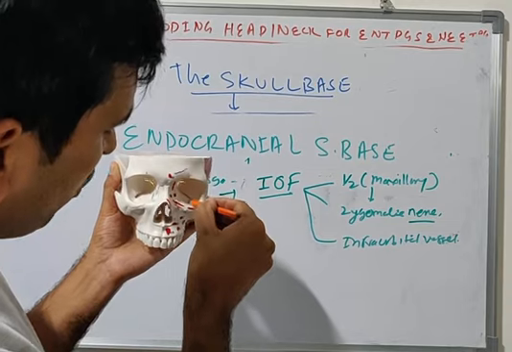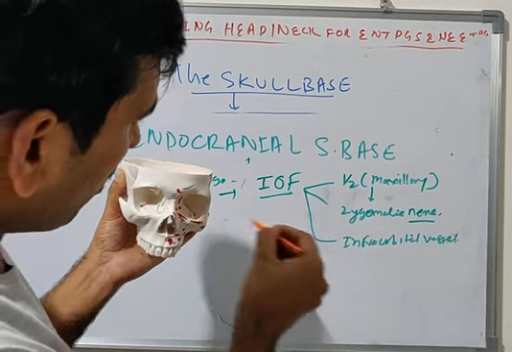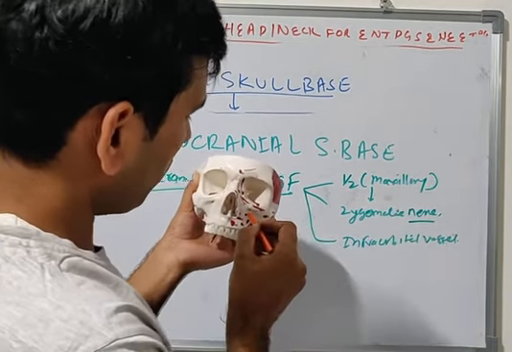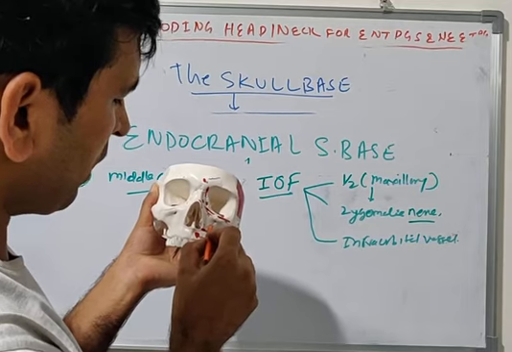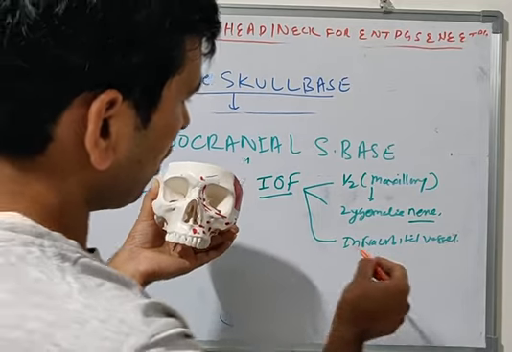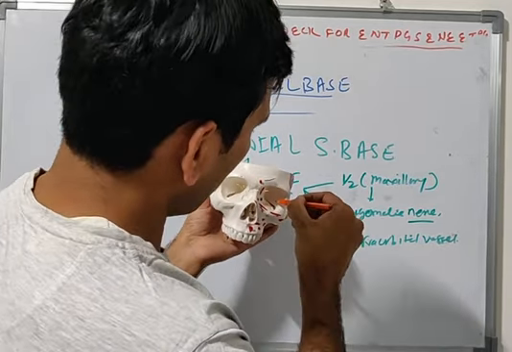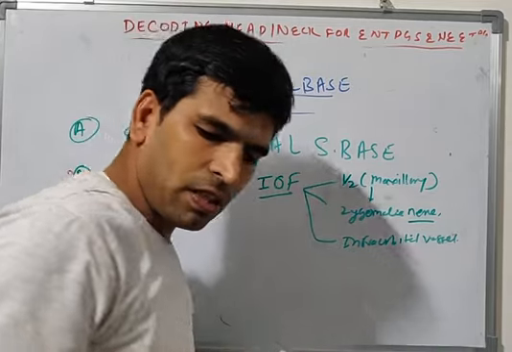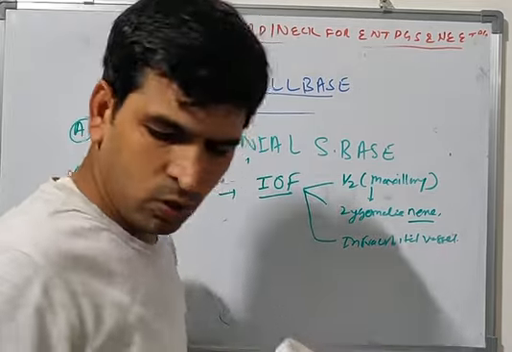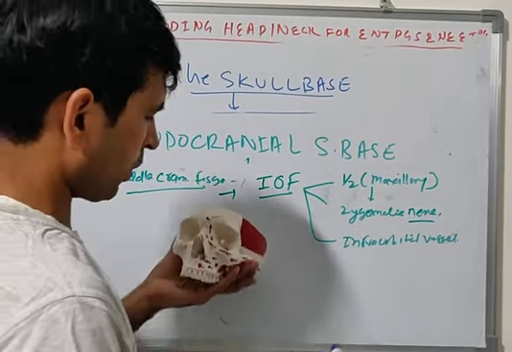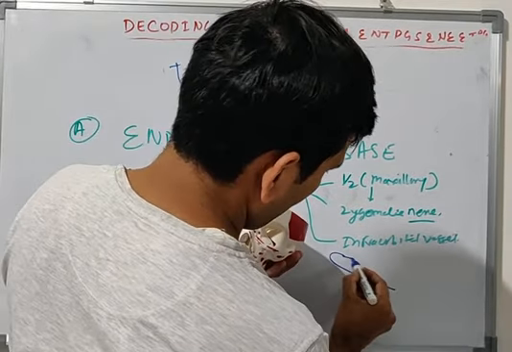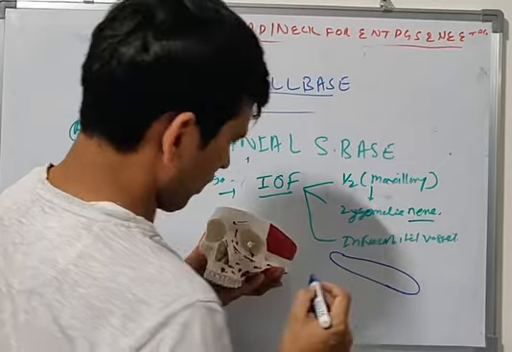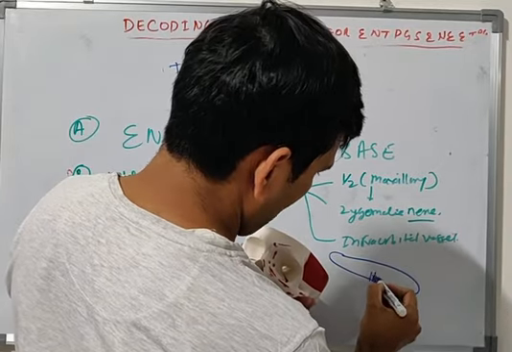For the structures passing through, you see this groove. This is the groove for the maxillary nerve. V2 becomes the infraorbital nerve here. Okay. And with the infraorbital vessels, and one branch coming from this is the zygomatic. These three structures pass through, and some emissary veins also pass through. Okay. If you see the diagram, this is the inferior orbital fissure.